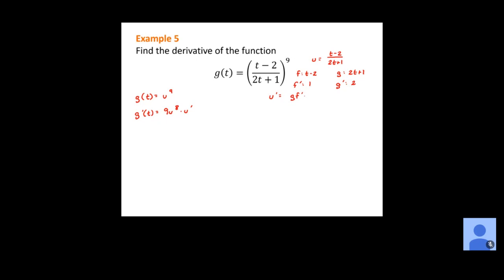Okay. So now if we use our quotient rule, remember, start with g. So it's g f prime minus f g prime all over g squared. So if we start with our g function this time, we're going to have 2t plus 1. We're going to multiply that by f prime, which is just 1. Then we're subtracting our f function, t minus 2, times g prime, which is 2, all over g squared, 2t plus 1, all squared.